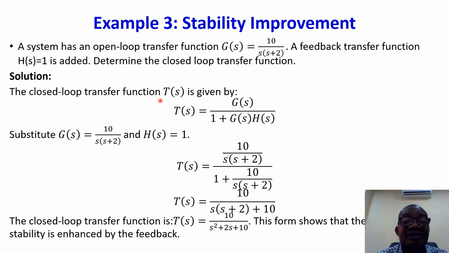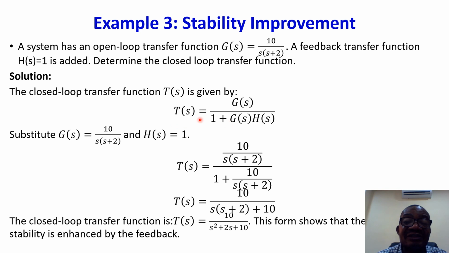The closed loop transfer function T of S is given by T of S is equal to G of S divided by 1 plus G of S H of S. So now let's substitute G of S is equal to 10 over S into S plus 2, as given in the equation. Wherever we see G of S, we replace it with what? 10 divided by S into S plus 2.